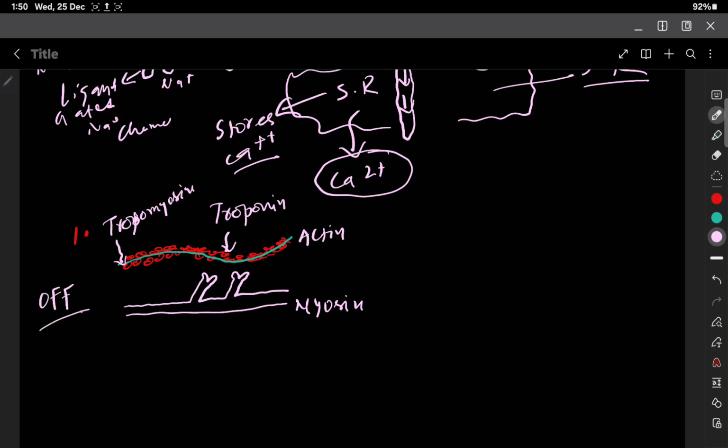This first step I call off. Off means the muscle here is relaxed. So this is a relaxed muscle which you can see on the diagram. There is the presence of the myosin. These are the myosin binding sites. Here is actin, this is troponin, this is tropomyosin. So what happens in the next step? We'll go to the next step.